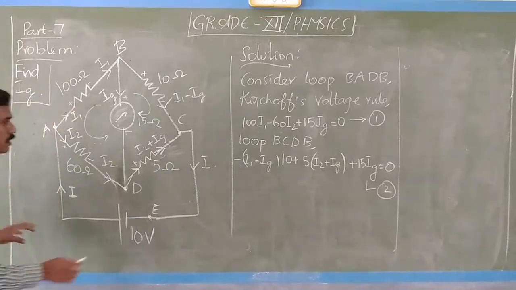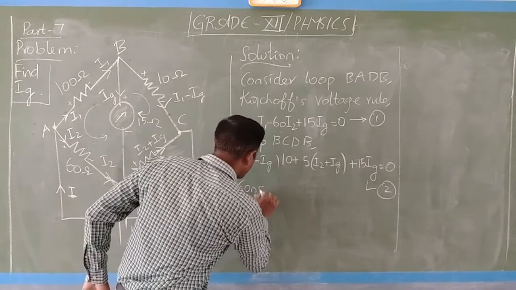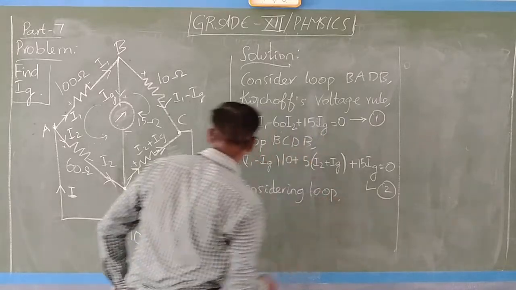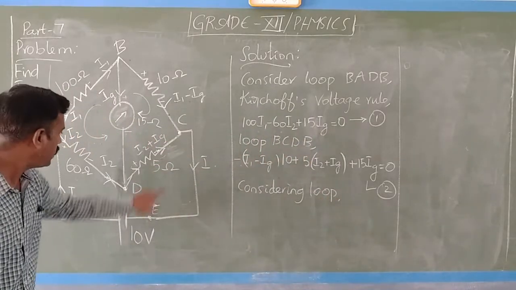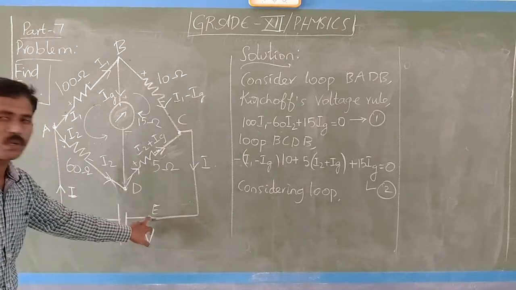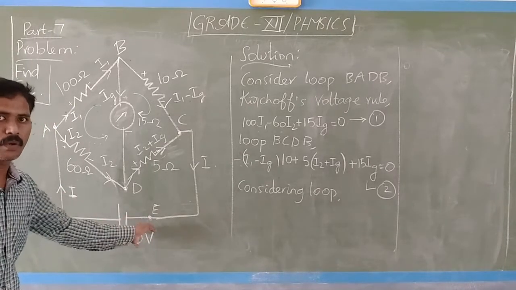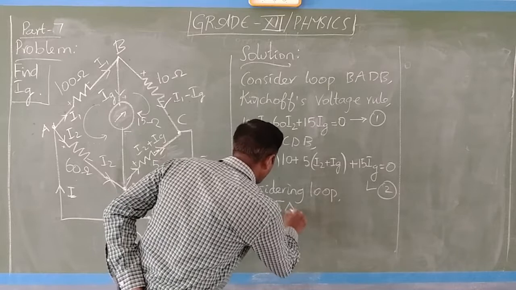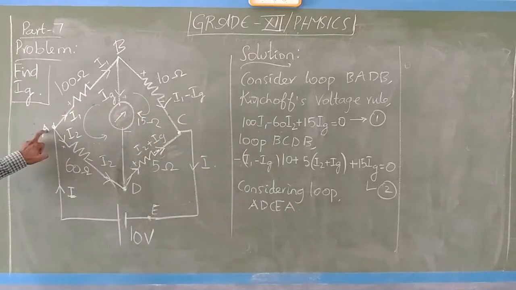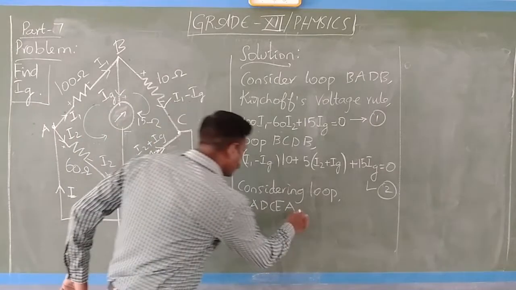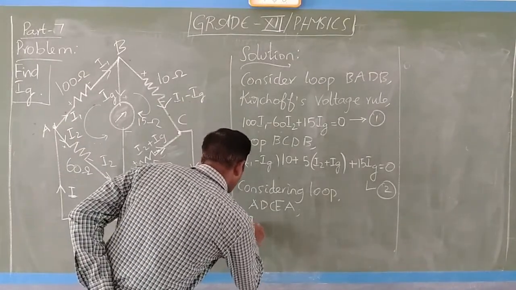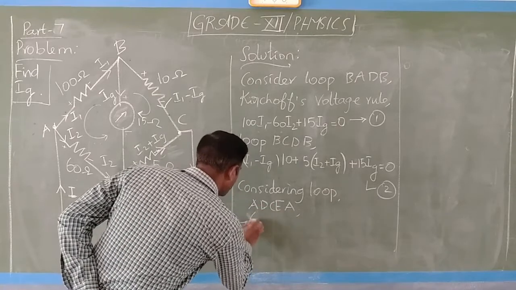So I am considering the loop A B C E A. I have put a point before a cell. Loop A B C E and A. Now what do you do here? A to D, that is negative I2 into 60, write the equation: negative I2 into 60, actually 60 I2.